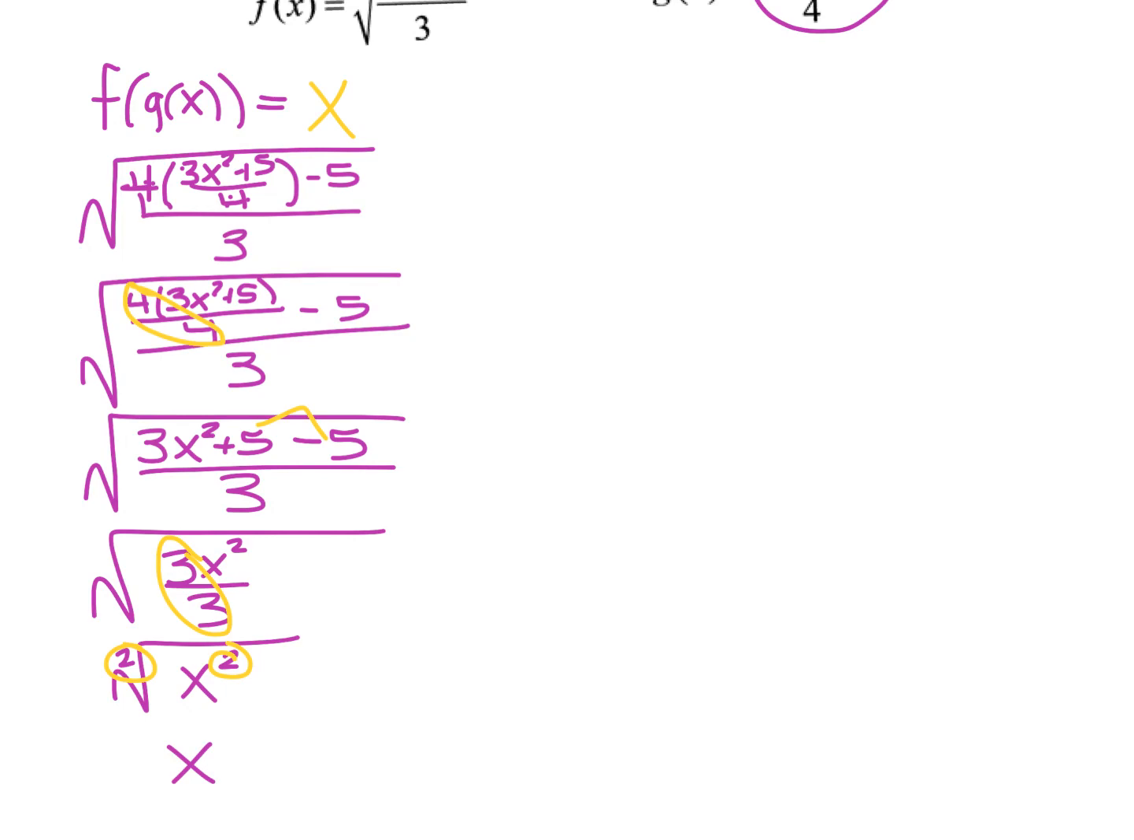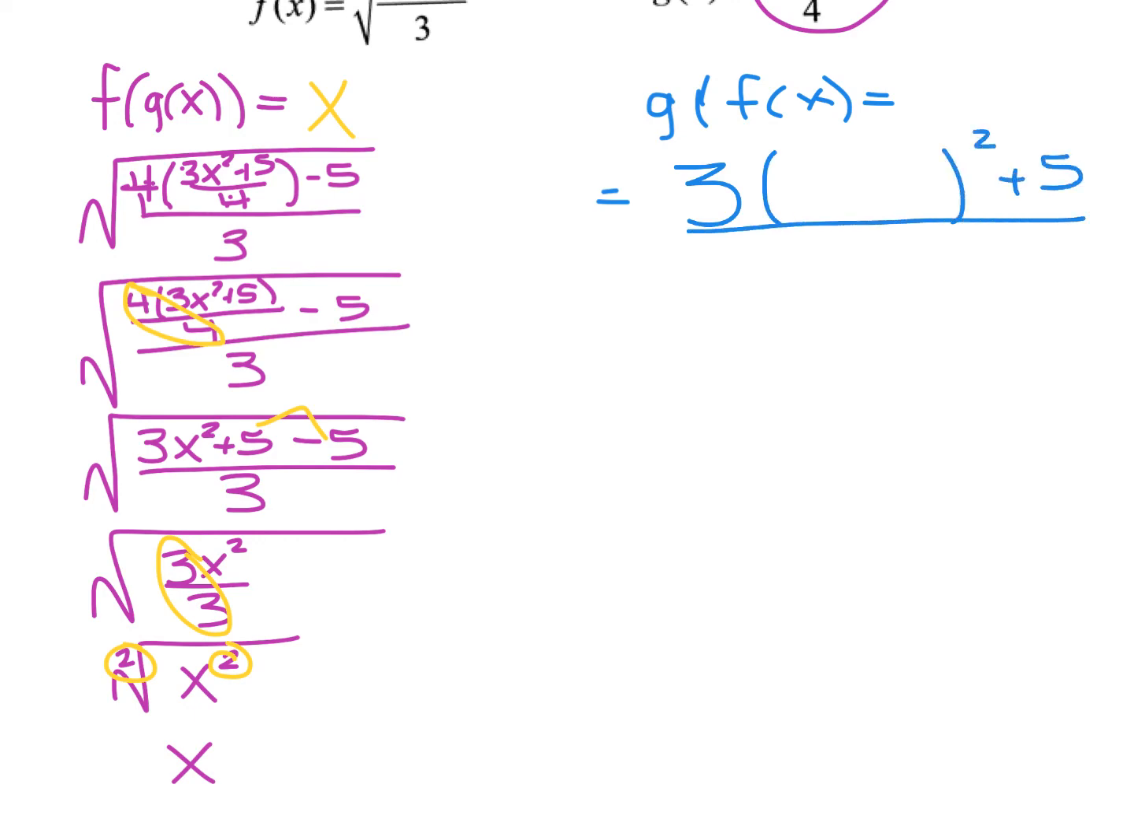Now to verify that these are in fact inverses of each other, we need to verify that g of f of x is also equal to x. So let's do that next. Let's start off with g of x here, and we have 3, and then I'm going to leave myself a lot of space here to put f of x in there, squared, plus 5, and then that whole thing is over 4. If I put f of x in there, it's the square root of 4x minus 5 all over 3.